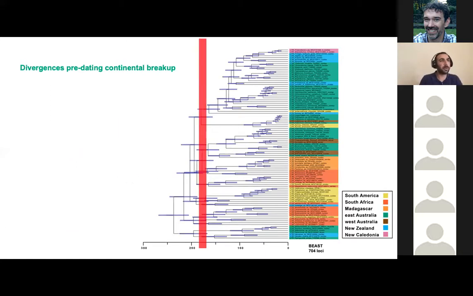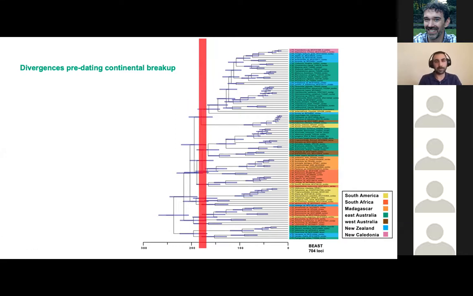So first, I'm going to talk about divergence dating. So here's a time-calibrated phylogeny of just Triaenonychidae. This red bar indicates the onset of continental breakup of Gondwana. What we can see in these two earliest diverging nodes, even when including 95% confidence intervals, is that they are estimated to occur before continental breakup.